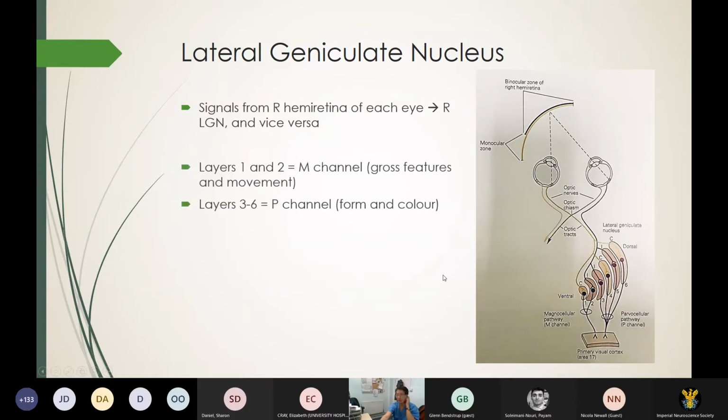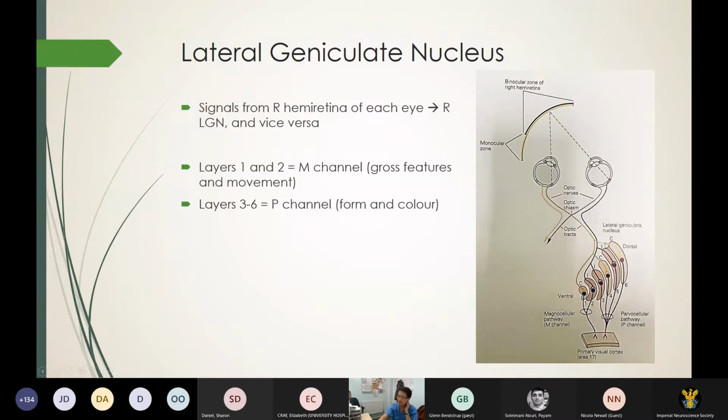The LGN is quite interesting in that it is actually divided into 6 layers. Layers 1 and 2 govern your M channel, which is, as you remember, the magnocellular channel, which is for gross features and movement. And layers 3 to 6 are your parvocellular axons or ganglion cells, which is your P channel, and that's for form and color, as we talked about earlier on.